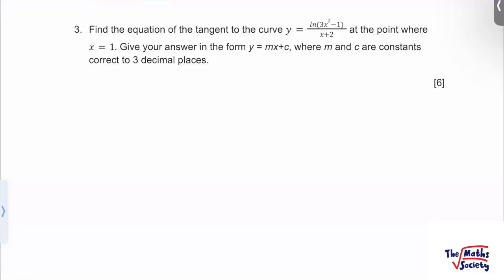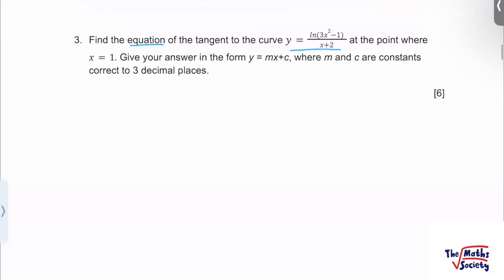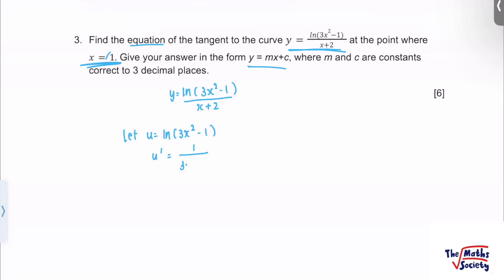Okay, so for question 3, it says to find the equation of the tangent to the curve y equal to this equation at the point where x is equal to 1, in the form y equal to mx plus c. So firstly, we know that y is equal to ln(3x squared minus 1) by (x plus 2). So we're going to let u equal ln(3x squared minus 1), and u prime is just going to equal 1 by (3x squared minus 1) times 6x, so that's 6x by (3x squared minus 1).